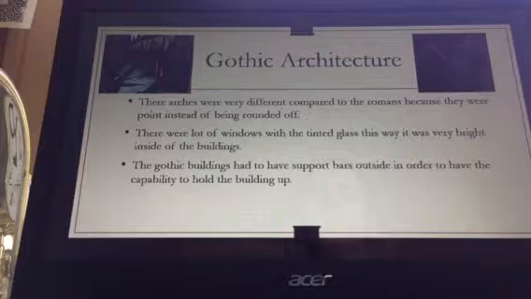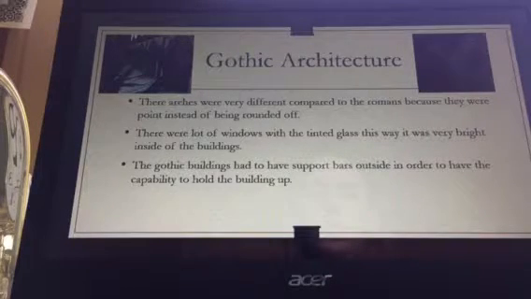Gothic architecture. The Gothic arches were very different compared to the Romans because they were pointy instead of being rounded off. There were a lot of windows with the tinted glass. This way it was very bright inside of the buildings. As I said before, the Roman buildings were very dark, but the Gothic buildings have a lot of tinted light inside the building, so it's a lot easier to see when you're inside the building.